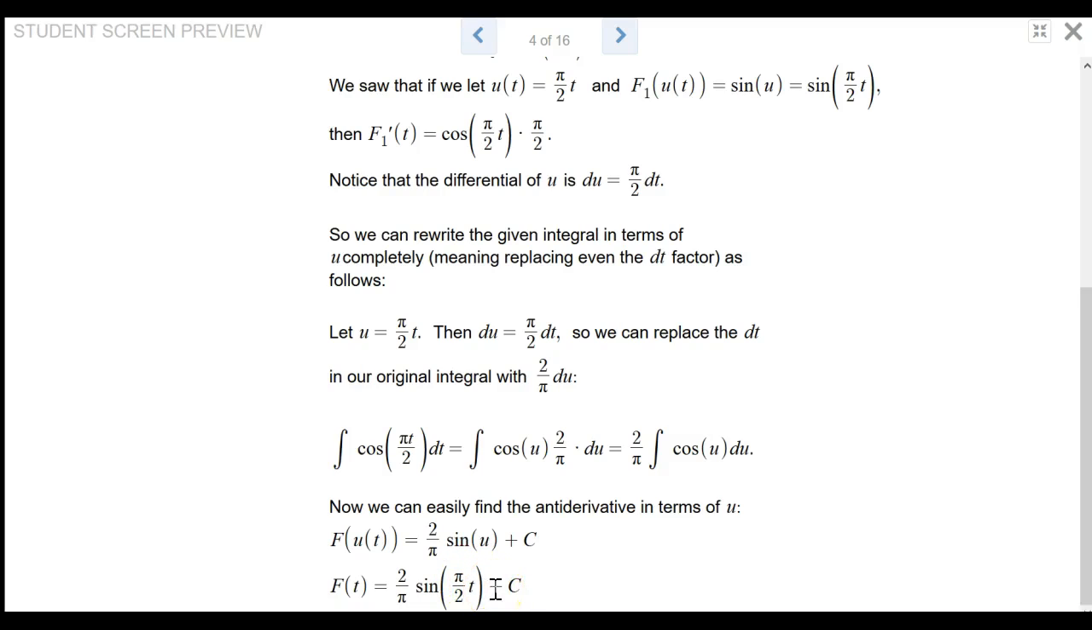So what we did here was made sure we replaced every part of the original integral to make it in terms of the new variable. So we can't just look at the function. We also need to look at that differential and get the new differential in terms of the old, or the old differential in terms of the new, depending on how you look at it.